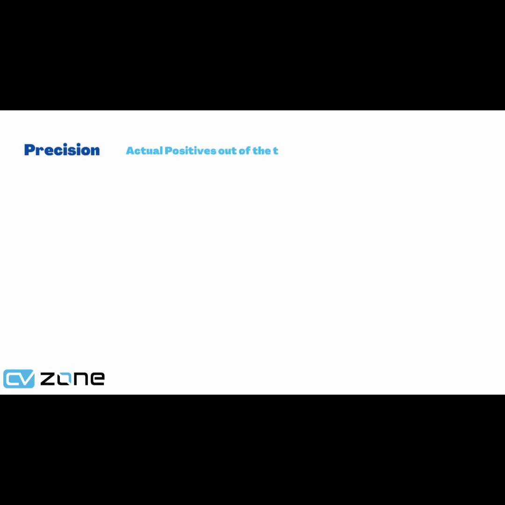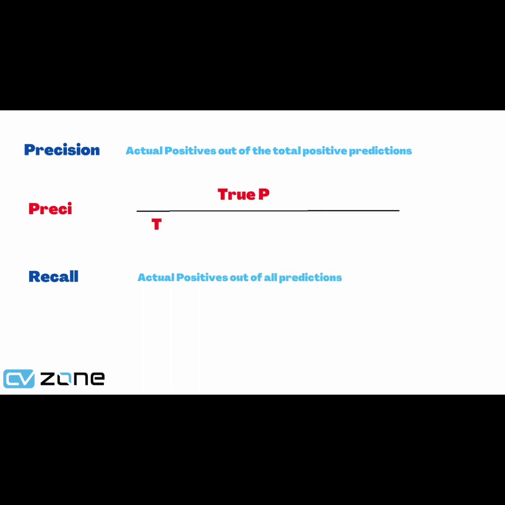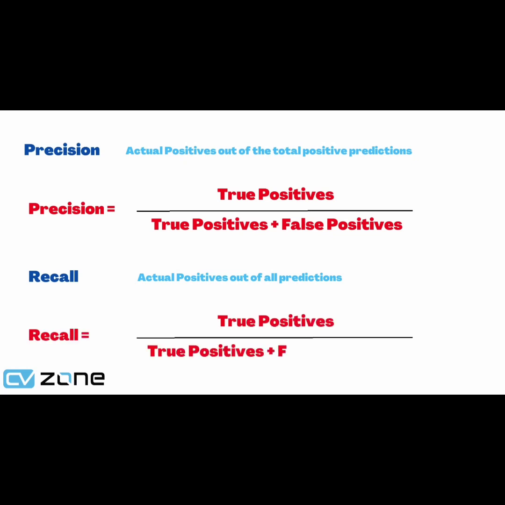Precision is the total positives out of the total positive predictions. Recall is the actual positives out of all predictions. In mathematical terms, precision is true positive divided by true positive plus false positives. Recall is true positive divided by true positive plus false negatives.